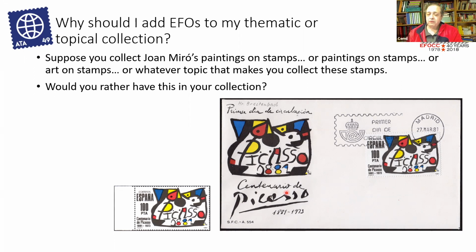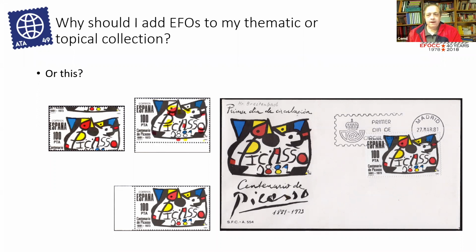And if you don't collect any of these, then imagine that here there is a stamp and a first day cover that matches whatever you collect. Now, wouldn't you rather have this instead of the previous one? Now, what's the difference? There are two stamps added to these items, and if you notice, they are errors, EFOs.